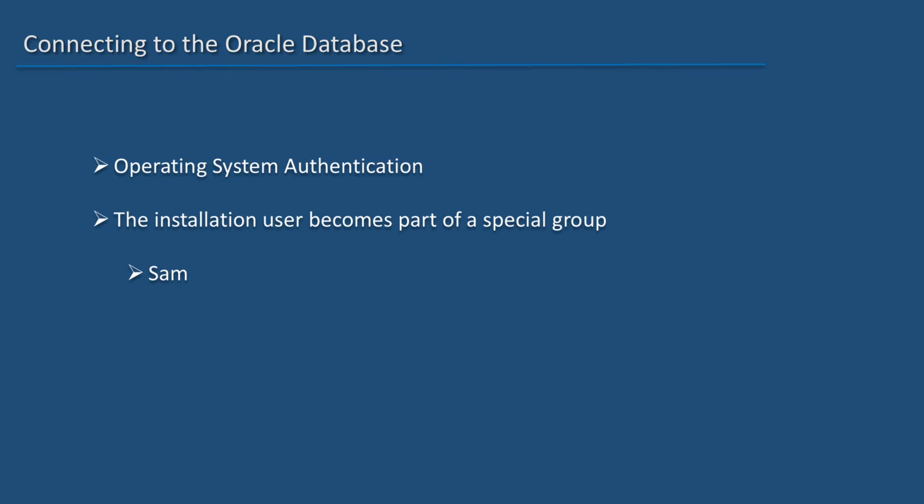Oracle uses operating system authentication for that. When I did the installation, I logged into my computer as Sam, right? That user is now part of a special group so that whenever I log into my computer, I can start, stop, and administer the database. This is the starting point. I can log in as SysDBA.